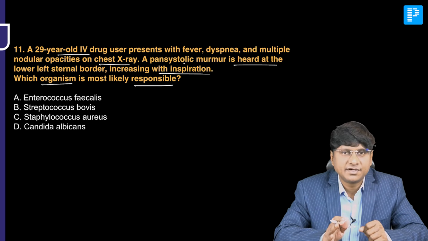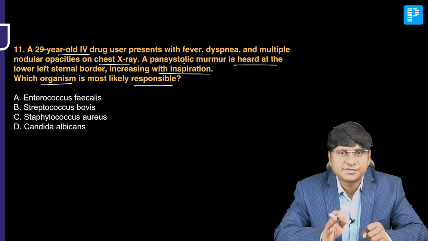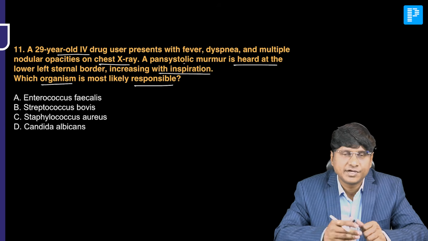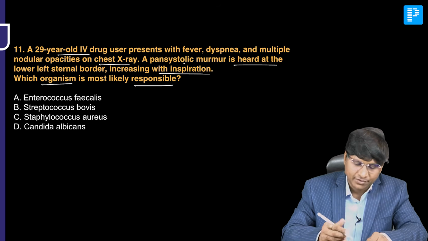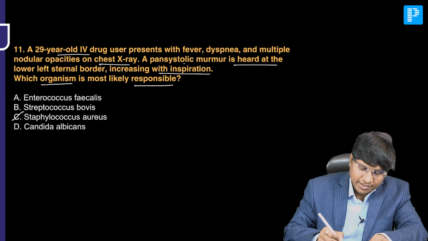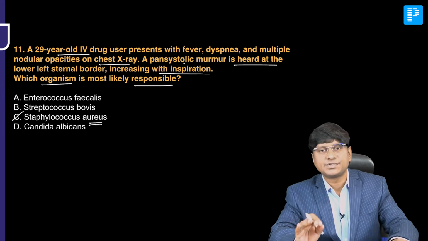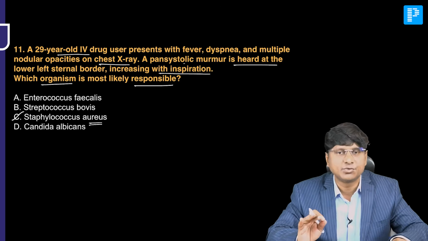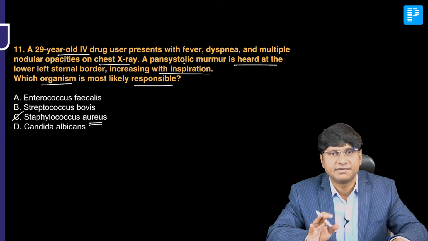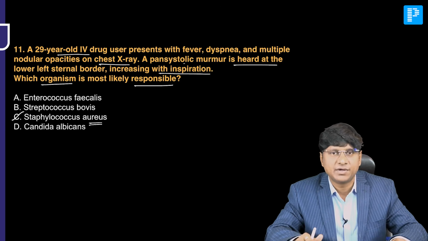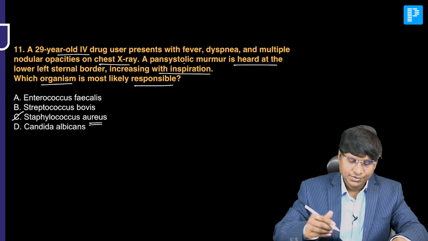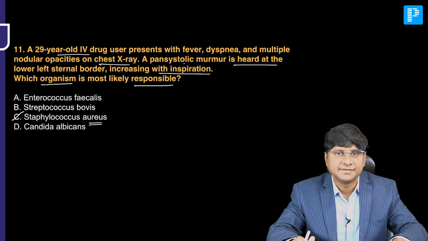So in case of IV drug abusers, whatever organism is present predominantly over the skin is what is responsible for the development of infective endocarditis. And what is that organism? That is Staphylococcus aureus. So Staphylococcus aureus is the most predominant organism responsible for the development of infective endocarditis in IV drug abusers. So the answer in this question is C, right?